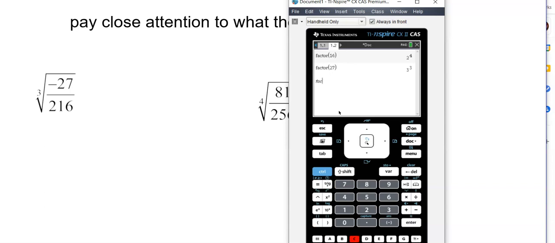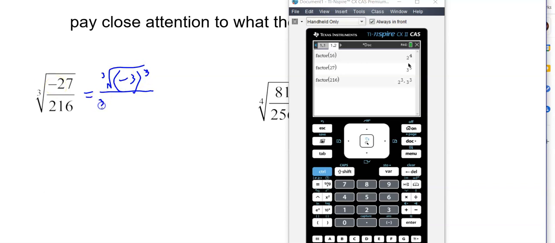And then factor 216 is 2 cubed times 3 cubed. So I'm going to write it in its prime factored form here. First of all, I'm going to rewrite this as a fraction. So this is cube root of, let's see, 27 is 3 to the third, but technically this is still negative 3 to the third because of the negative there.